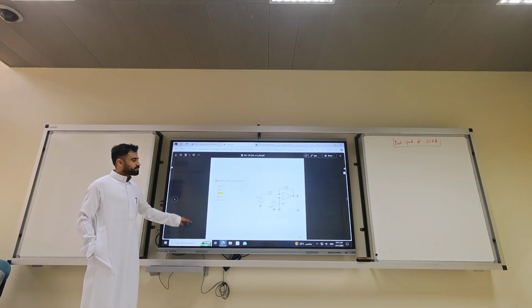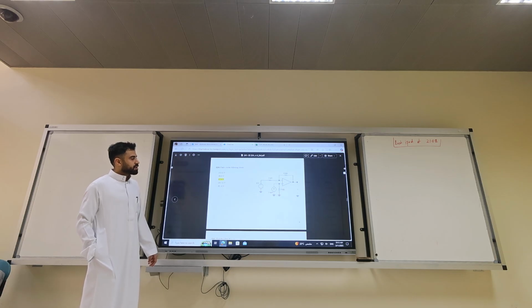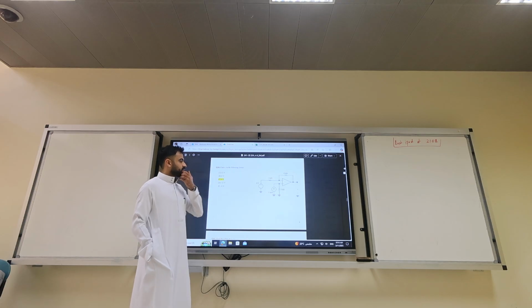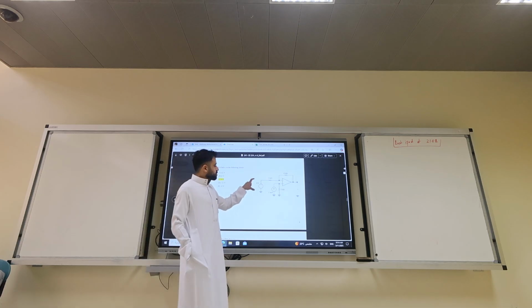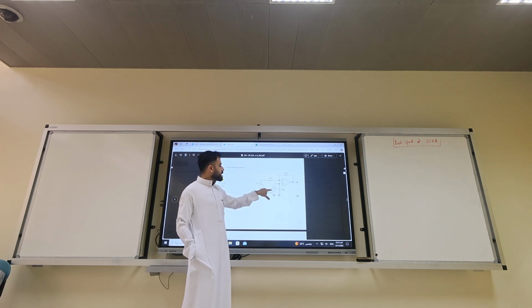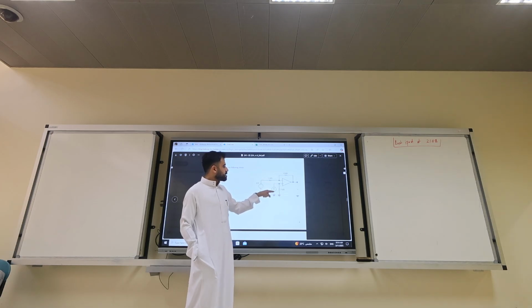So look at this problem. Find the output. Okay. 0. Wait, why did you say 0 like that? Well, let's do the analysis. We don't have the input, but we have a voltage source and a current source. So negative feedback, yeah. So what's the voltage drop here? Oh, the 1 milliamp will go here.